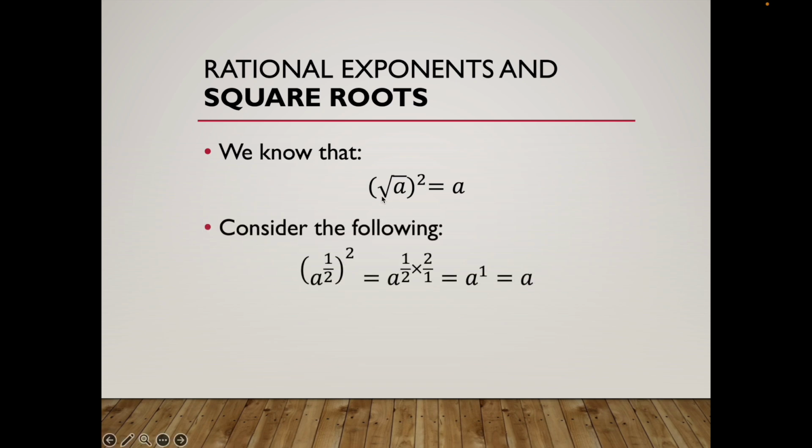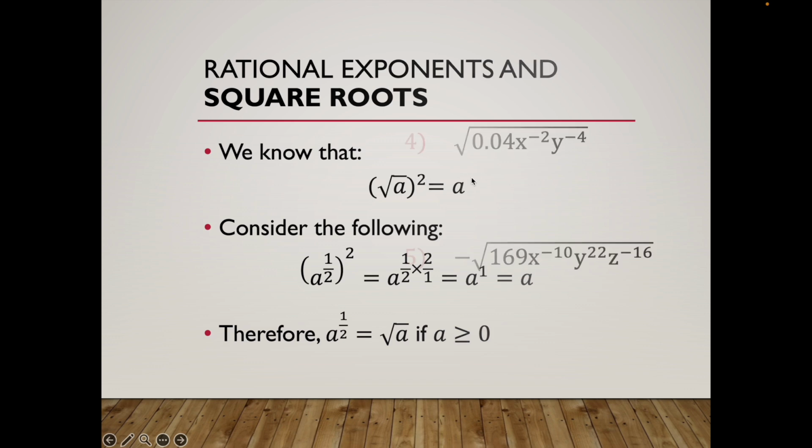The square root of a is actually also known as 1/2 as an exponent. This is called a rational exponent. And when you have something like a to the 1/2 to the power of 2, if you do your power of a power law, you multiply 1/2 by 2 and you get a to the power of 1, which is equal to a. So we come up with this rule: a to the 1/2 is equal to the square root of a. And knowing that, if you take the square root of a and you square it, you get just a to the power of 1.